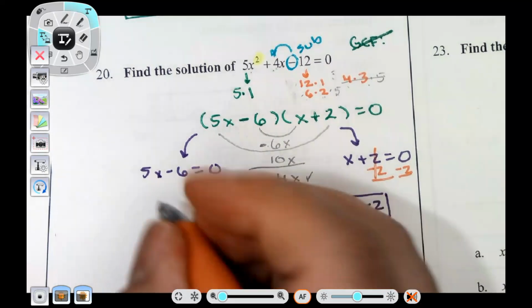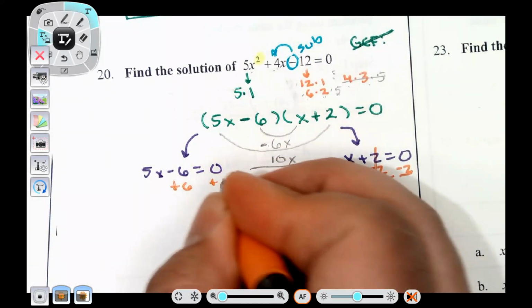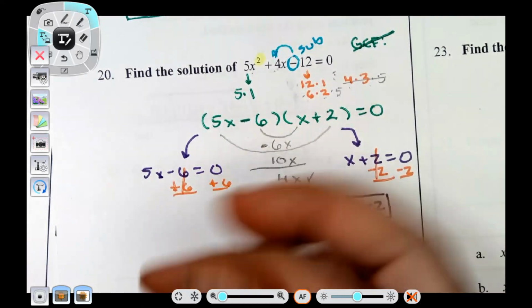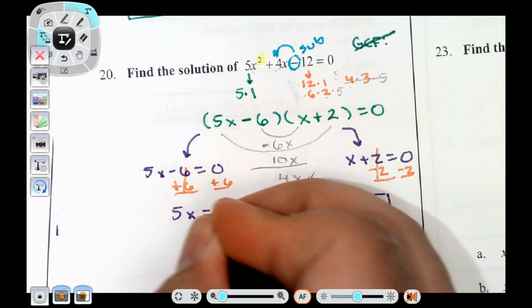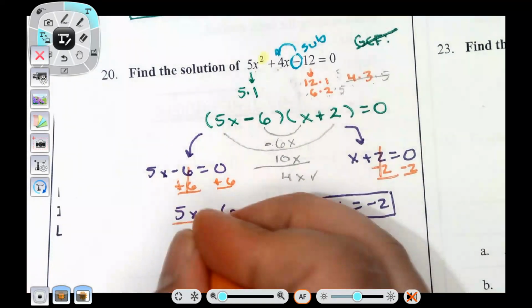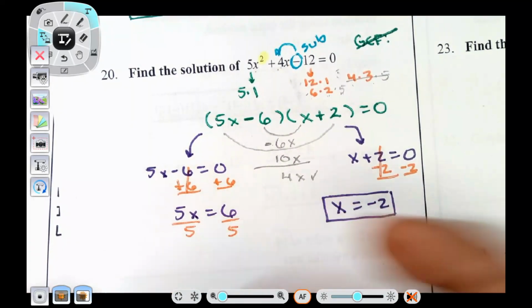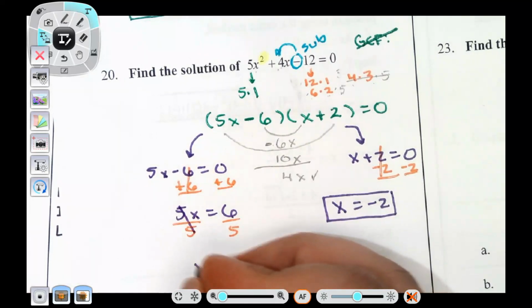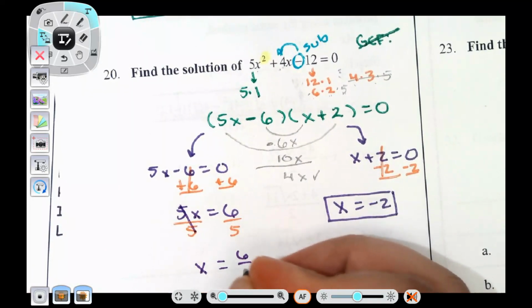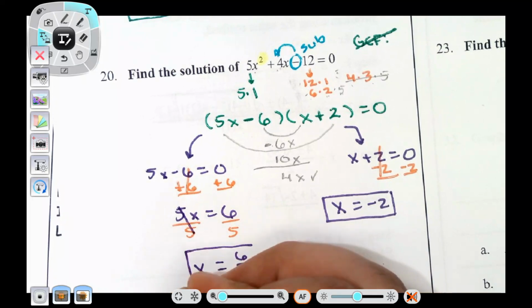And then here we add the 6. But we're not quite done yet. We still have that 5 to get rid of. And then I divide by 5. And just remember, if it doesn't divide nicely, it's okay. Just leave it as a fraction. We've had a lot of those this year. So 6 over 5. All right.